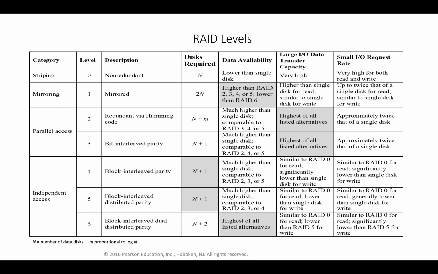So these are the levels of RAID. We can see here that category, level, description, disk requirement, data availability, large input output data transfer capacity, and small input output request rate is given. So you can refer to this.